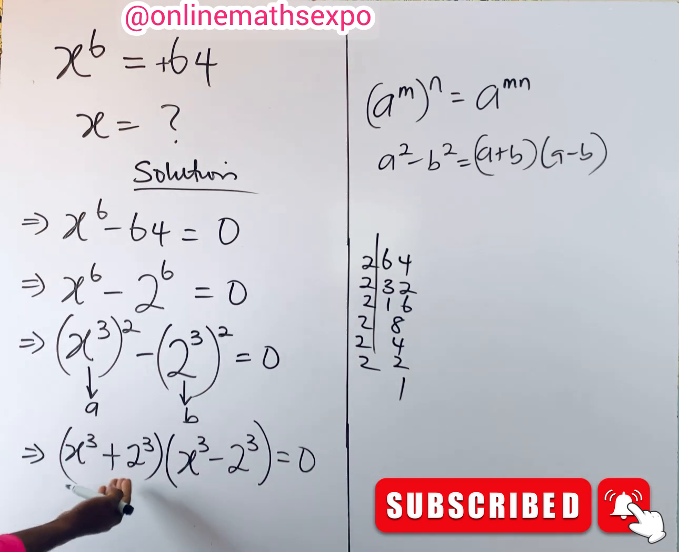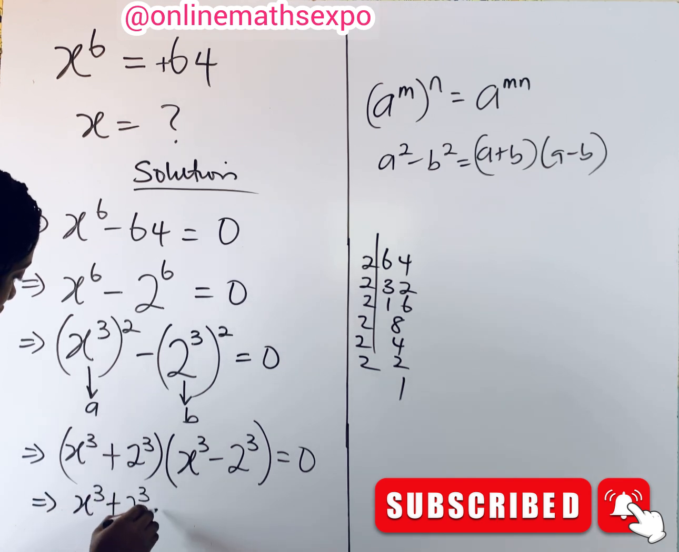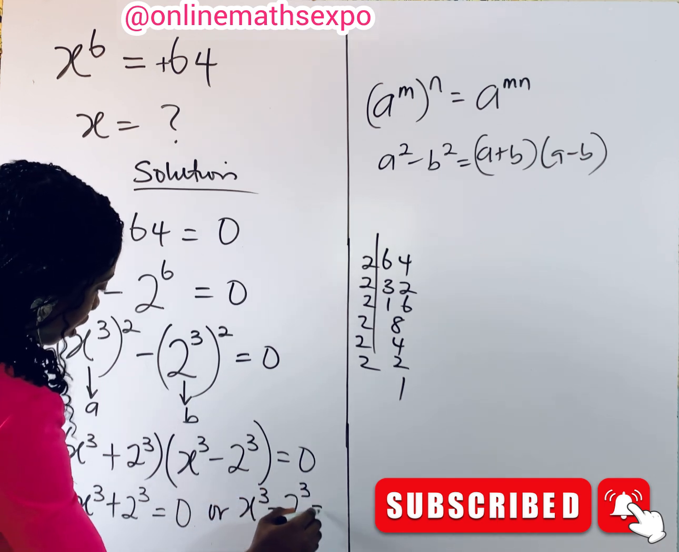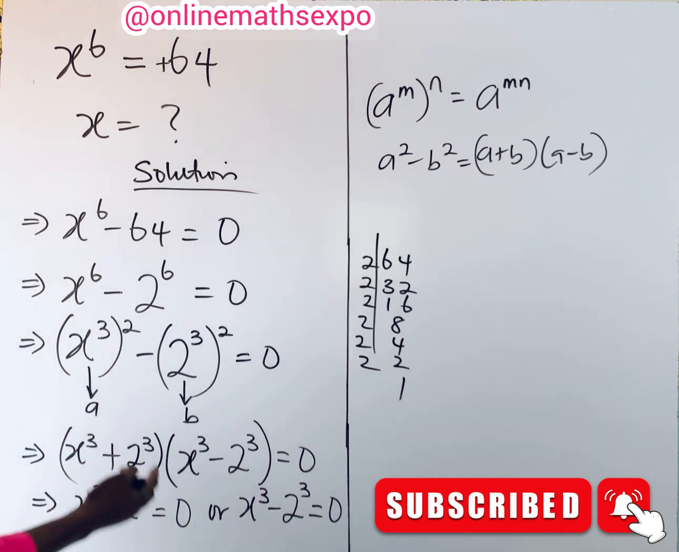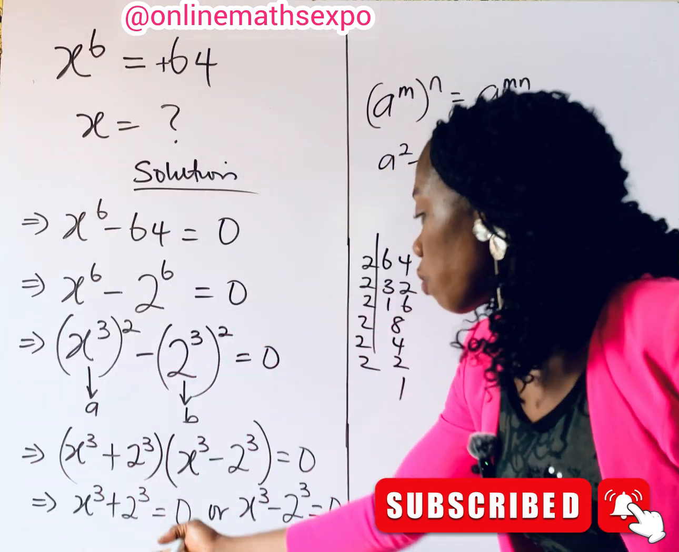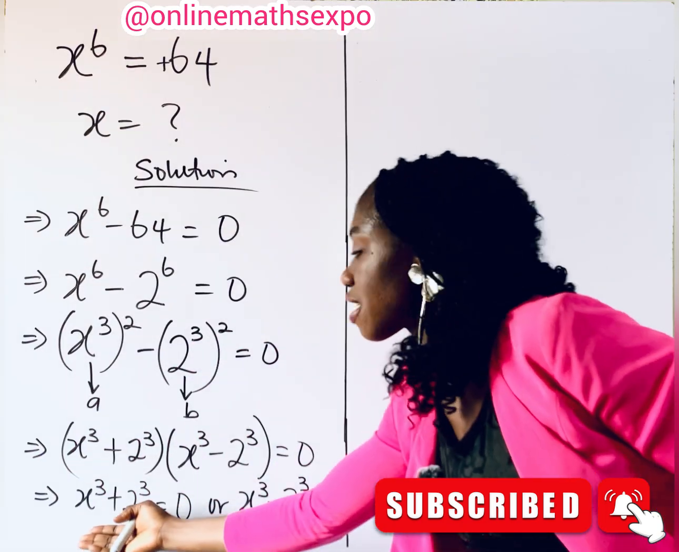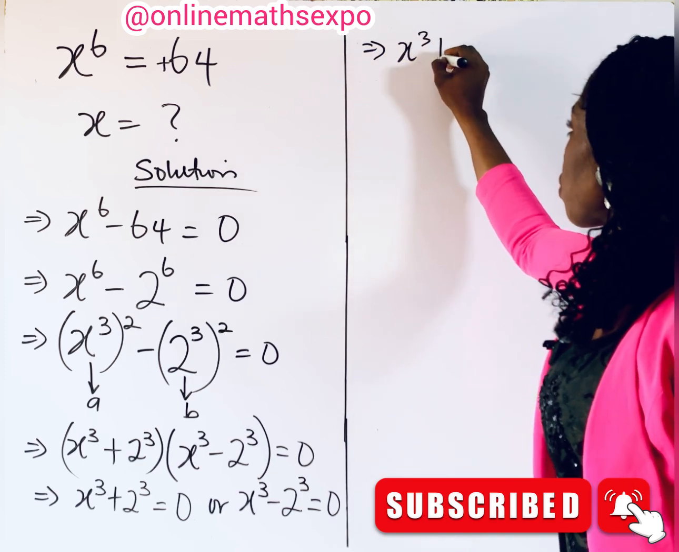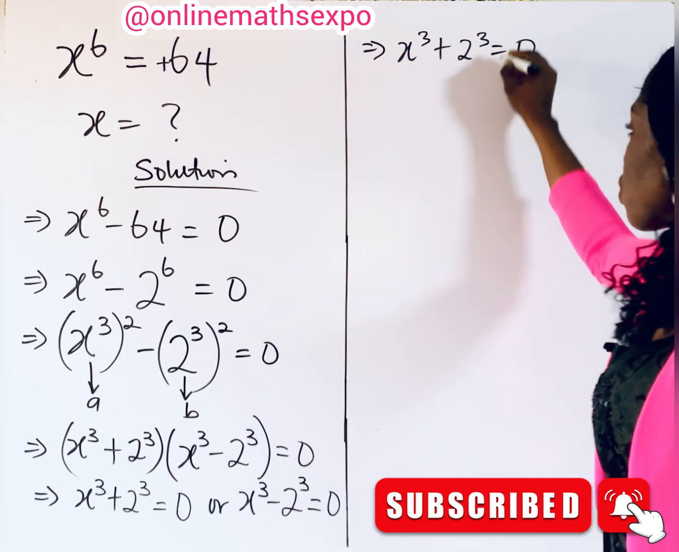Amazing. Now, when you have two of these multiplied to be equal to 0, it means that either of them is equal to 0. So it's either that this is equal to 0 or x cubed minus 2 cubed is equal to 0. Now, what do we do next? We solve from here. Let's take this first. It's going to give us x cubed plus 2 cubed is equal to 0.